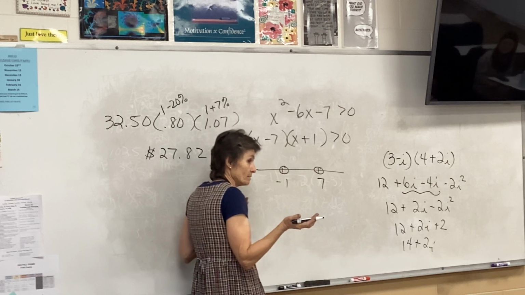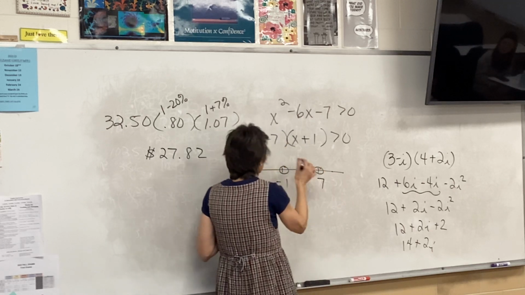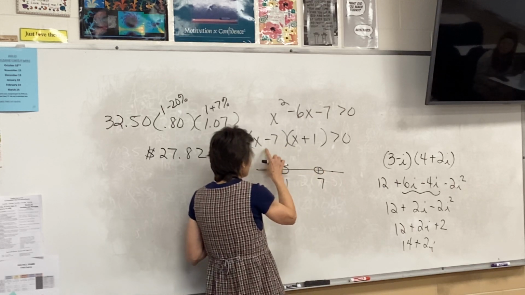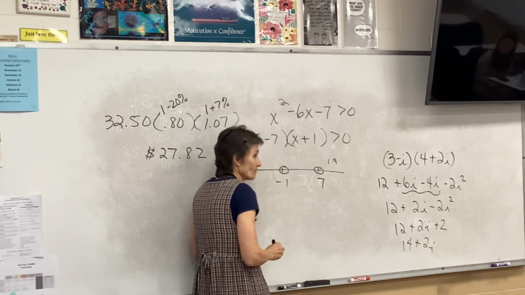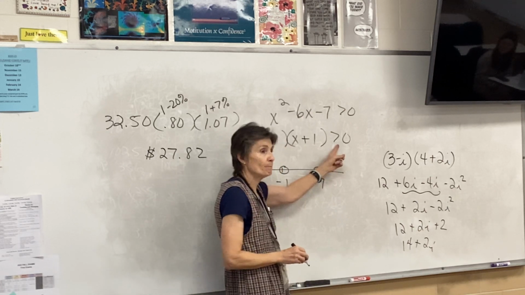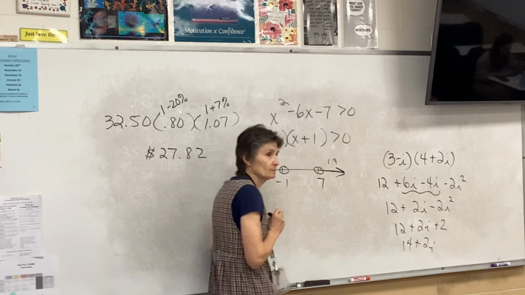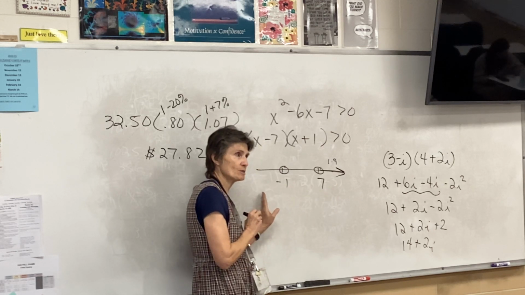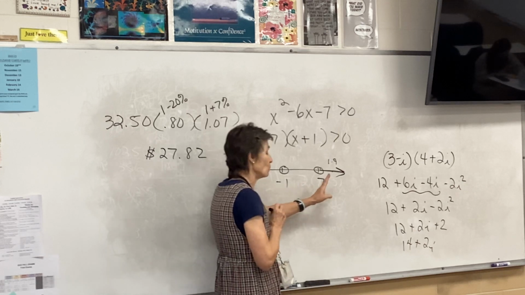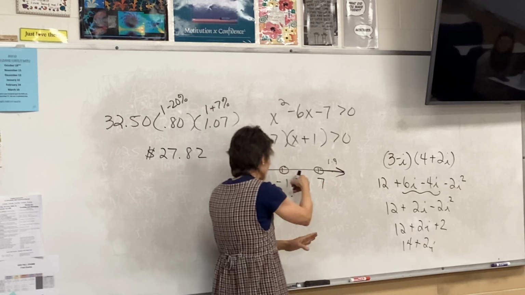What number do you want? 8. So he's picking a number right here. When he puts 8 in, he gets 1 times 9. Is 1 times 9 bigger than 0? So he would shade there. And remember what happens with our shaded sections? Remember how they alternate? So if you remember that, then you'll say, okay, it worked, it didn't work, and it worked.